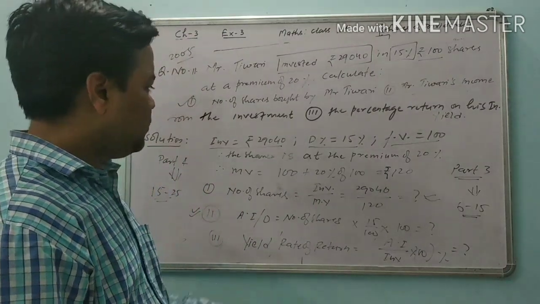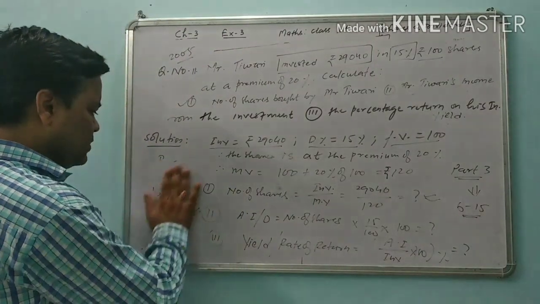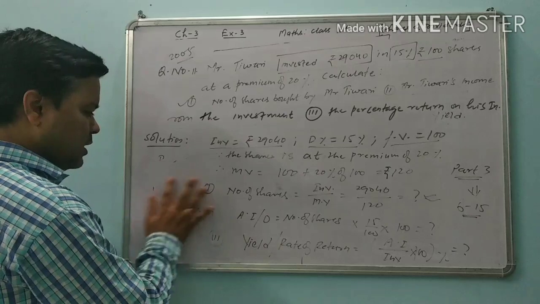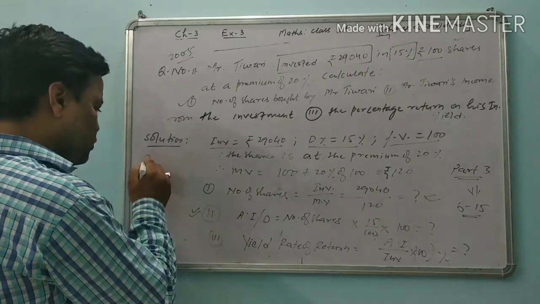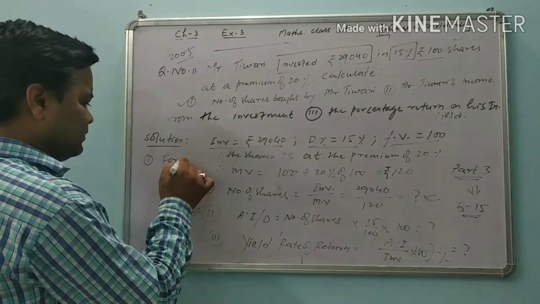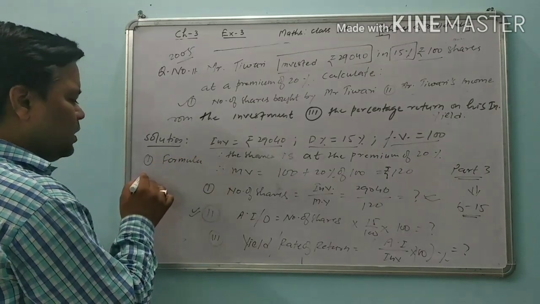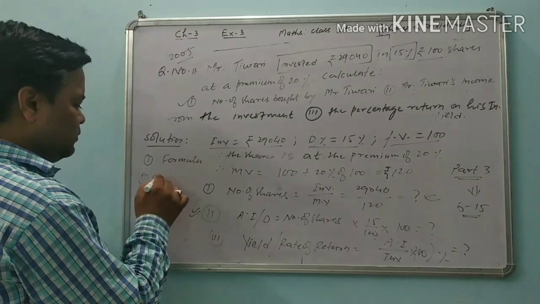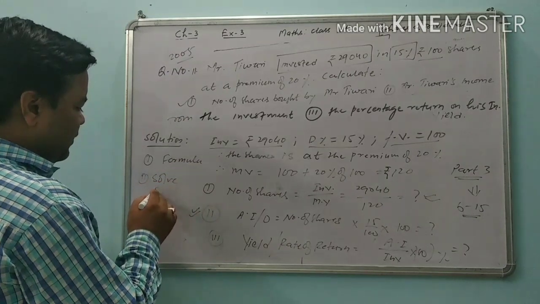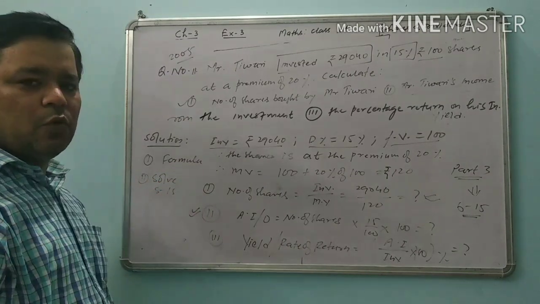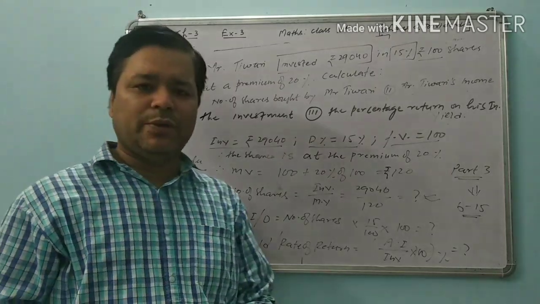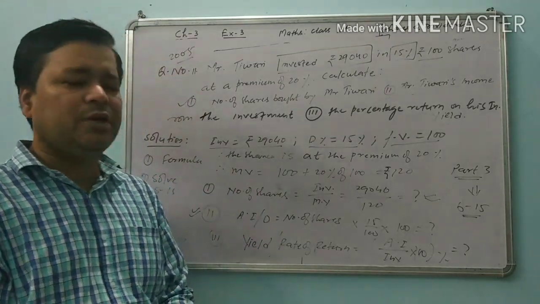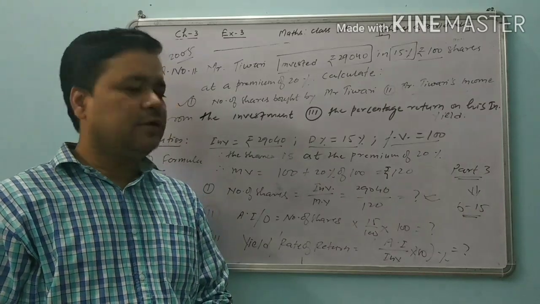Okay, and what is the homework? The homework is you should learn all the formulas. Write them at least 2 times. The first homework is related to formulas. The second is to solve question number 5 to 15. Okay, and if you have a copy, then you can complete your copy also.